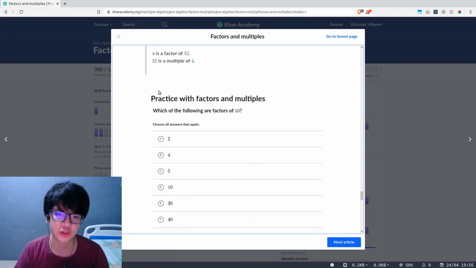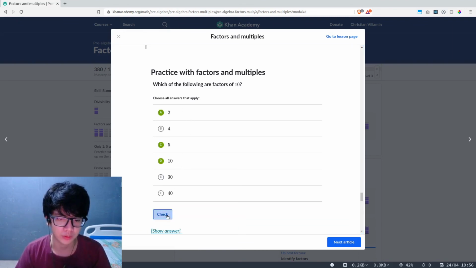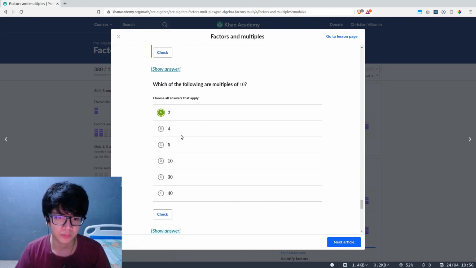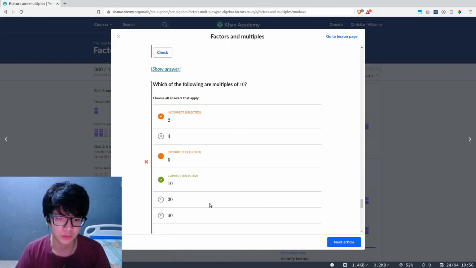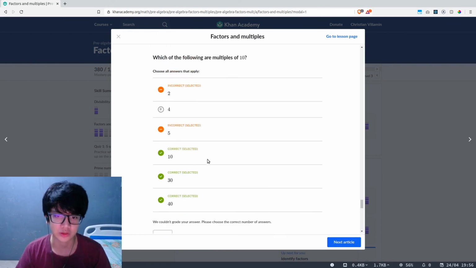Practice factors. Which of the following are factors of 10? 2, 5, 10. Which of the following are multiples of 10? 2, 5, 10. Oh, multiples of 10. Factors. No.